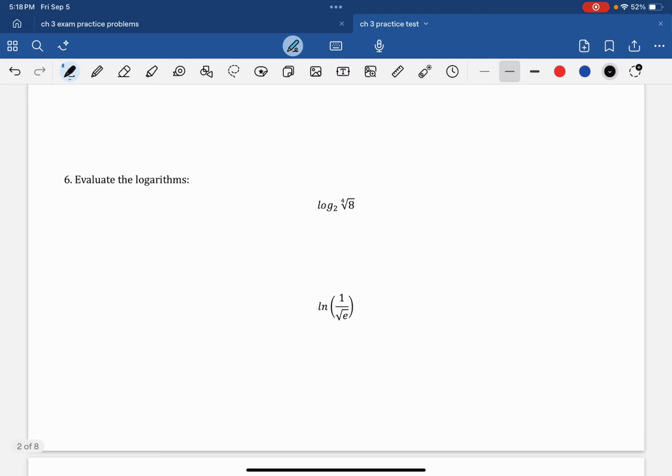All right, second question has log base 2 of the 4th root of 8, and we can rewrite the 4th root of 8 as a power of 2, right? Because this is just log base 2 of the 4th root of 2 cubed, which is equal to log base 2 of 2 to the 3/4, which is equal to 3/4.